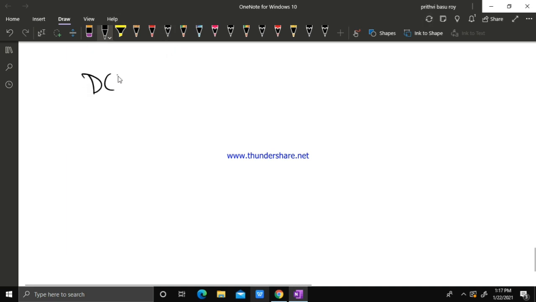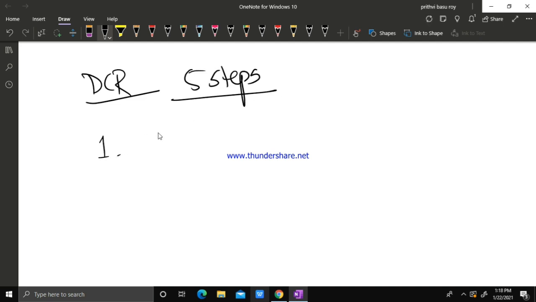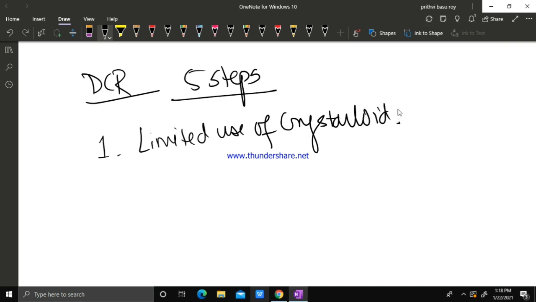So what is this DCR? There are 5 steps of DCR. Please remember there are 5 golden steps. Number 1 is limited use of crystalloid. Previously, it was believed that you give more and more crystalloid to combat the amount of bleeding present. But you won't do that anymore.